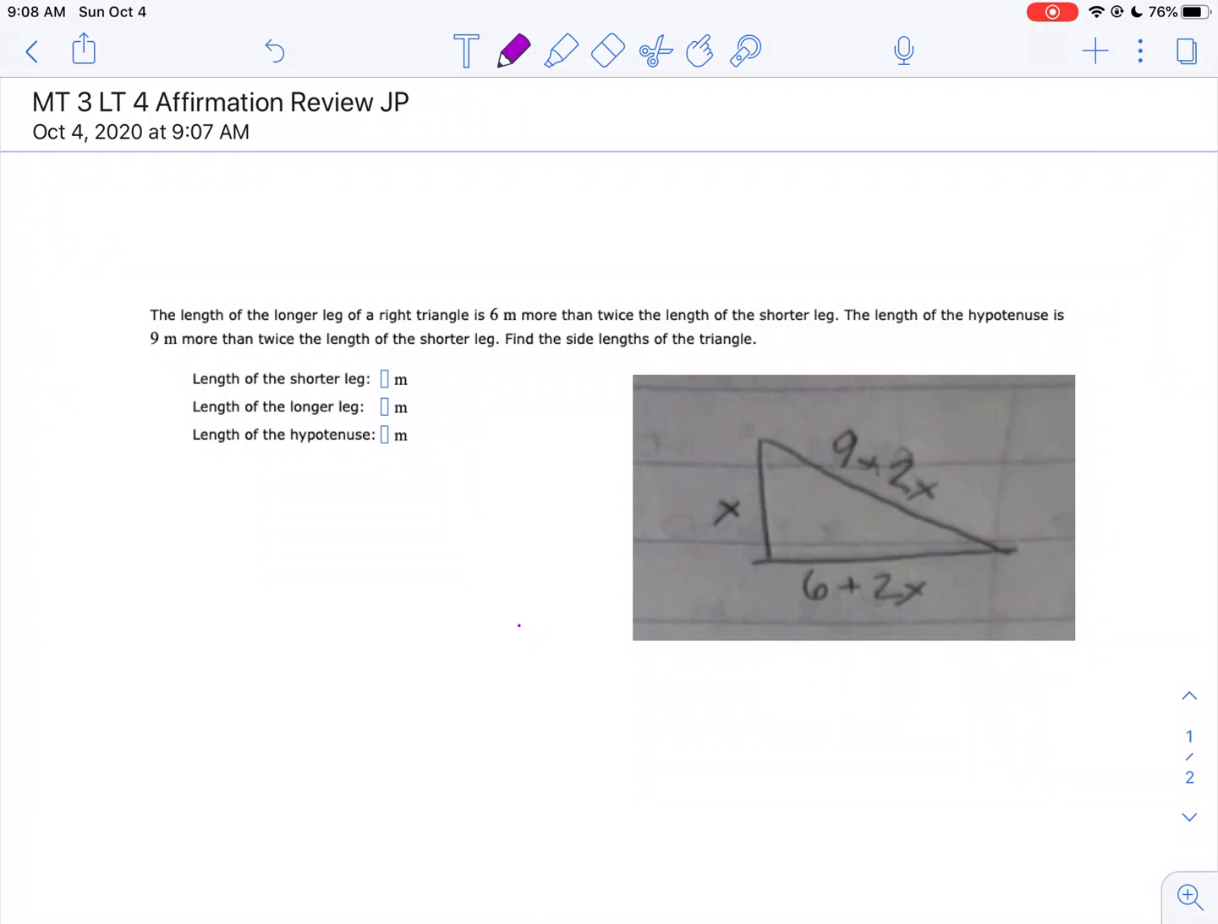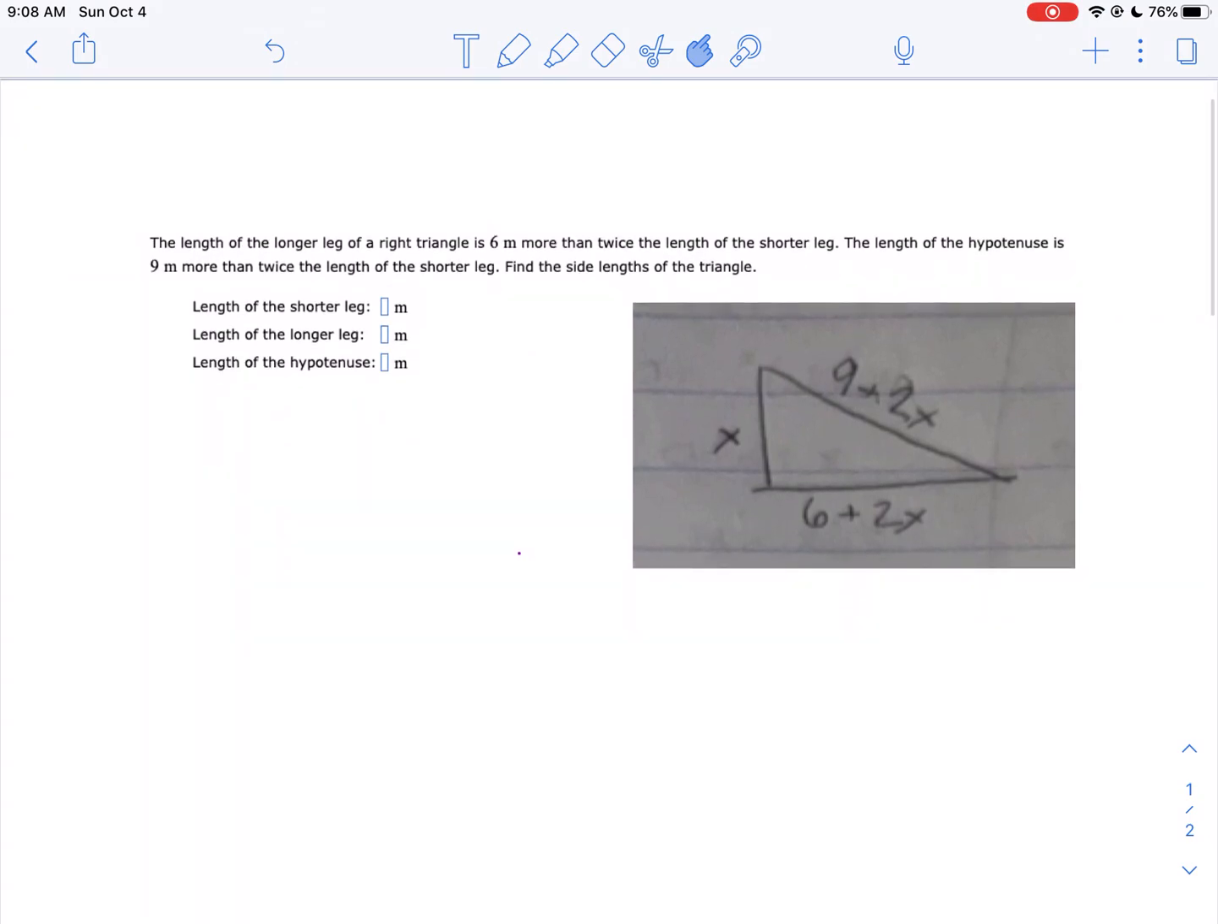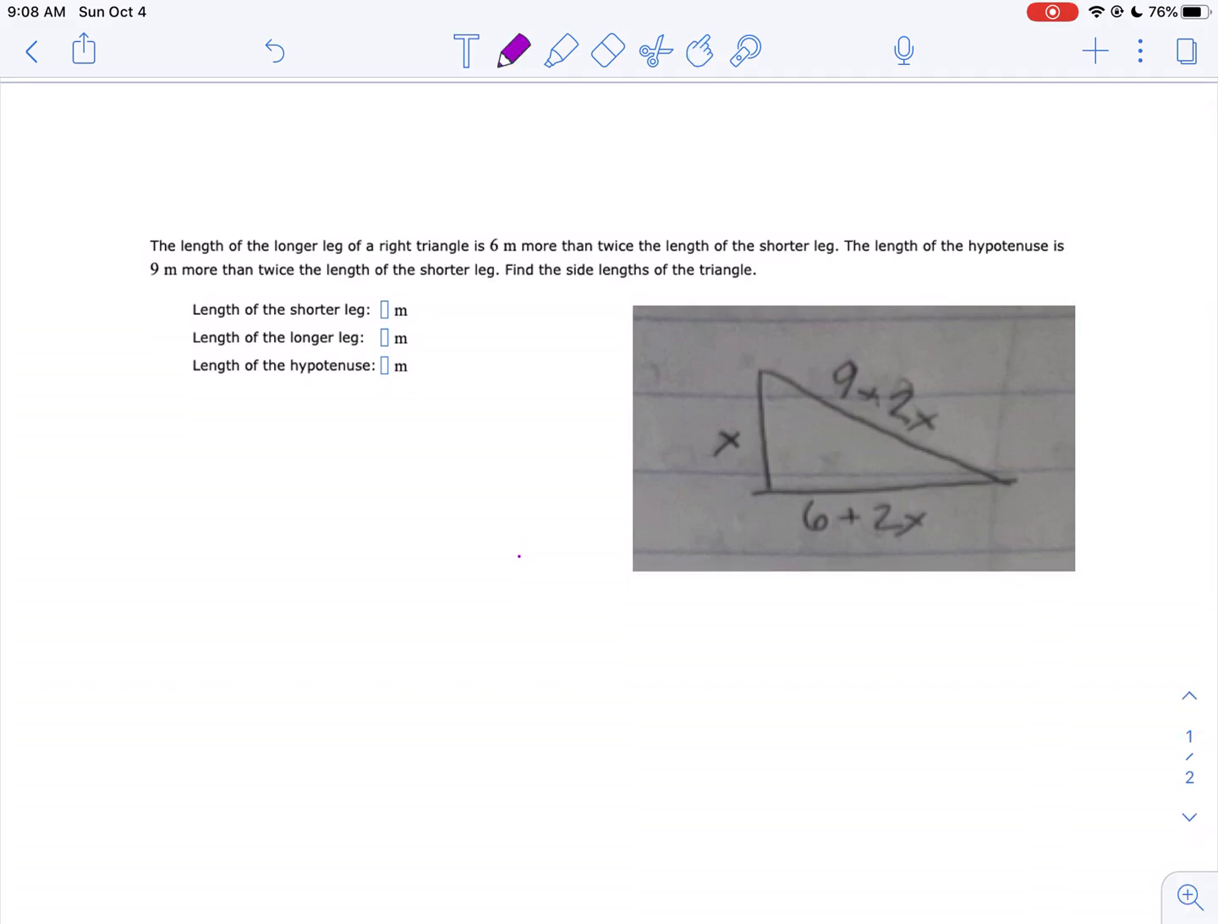Here is a review of your MT3 LT4 affirmation. You said you didn't understand this, but you're really not that far off. It's a right triangle, so we're going to use the Pythagorean theorem. That is, the hypotenuse squared equals the leg squared plus the leg squared.